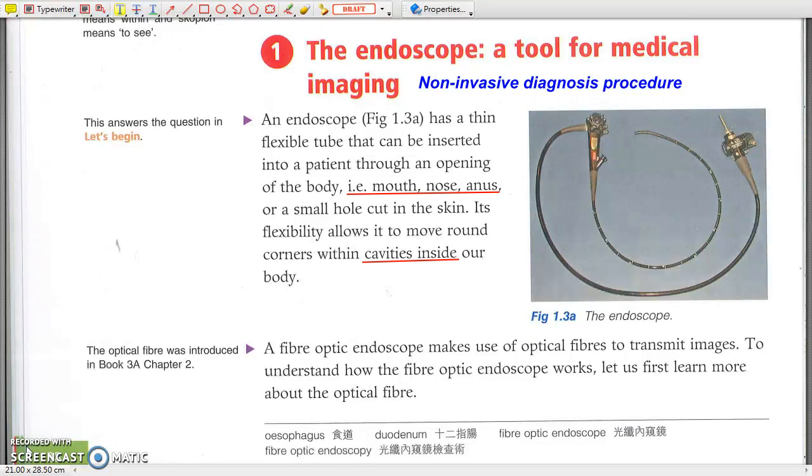Doctors may examine the inside of the hollow organs just by inserting an endoscope through an opening of the body, such as the mouth, nose, anus, and so on. Doctors may also examine the outside of an internal organ by inserting an endoscope through a small hole cut in the skin, which is of course an invasive procedure.